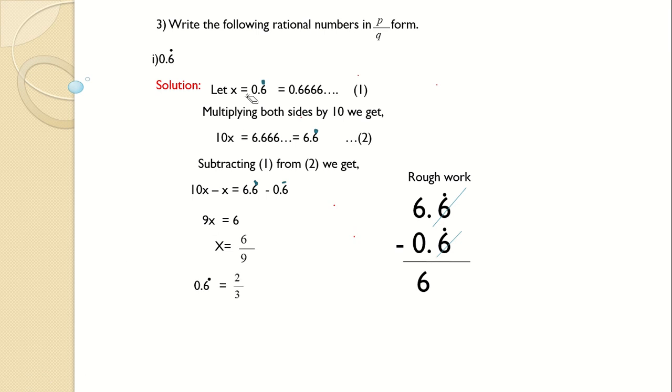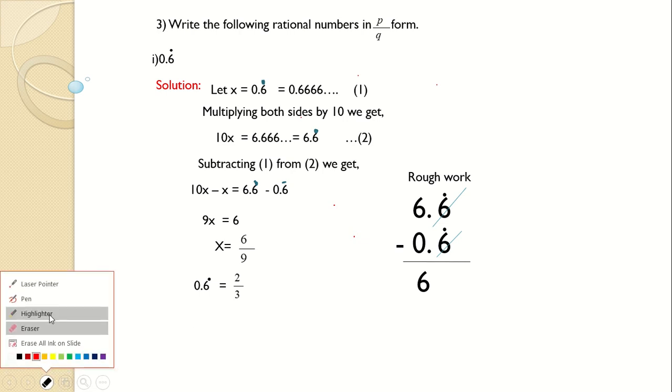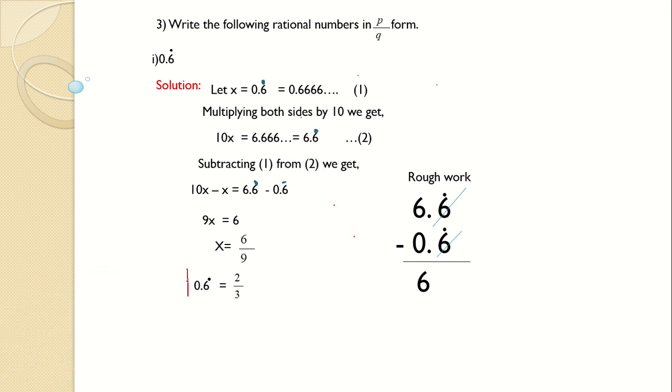Now x is 0.6 dot, right? So that's 2 upon 3. This is my final answer. If you want, you can just put it in a box like that. It looks nice that way. Okay, so this was given in decimal form, which we have converted to fractional form.